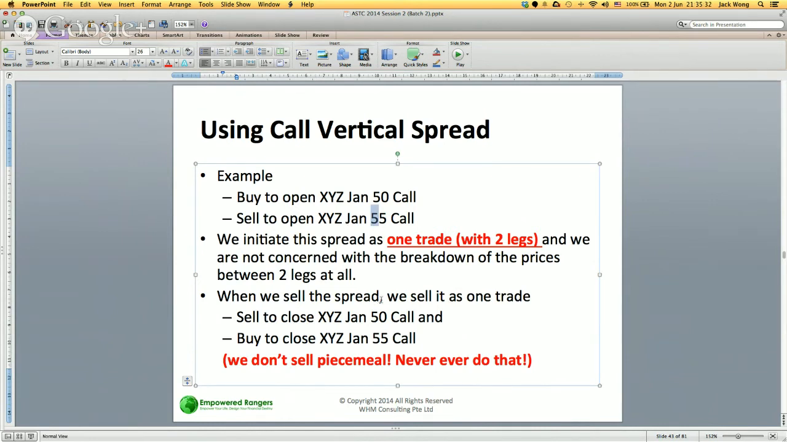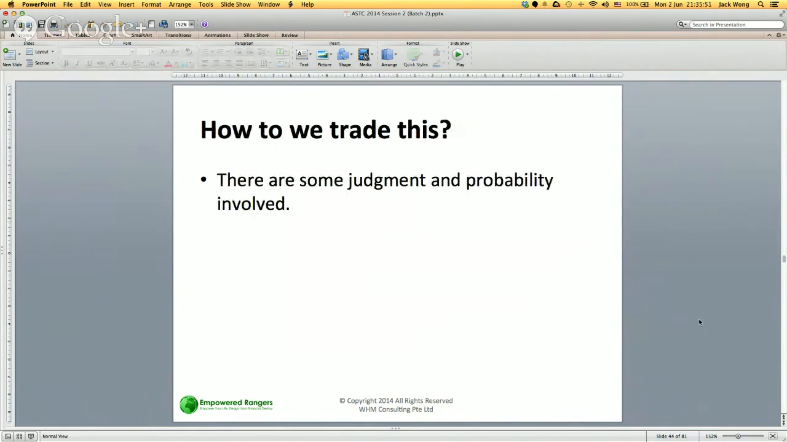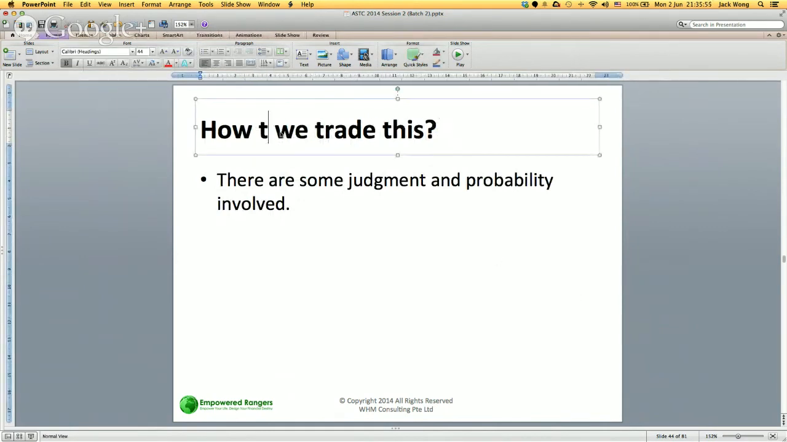When we sell the spread, we sell it also as one trade. So whatever we buy to open, we sell to close. Whatever we sell to open, we buy to close. Do not sell them piece by piece. Never ever do that. Okay? So, how do we trade this? How do we do this?